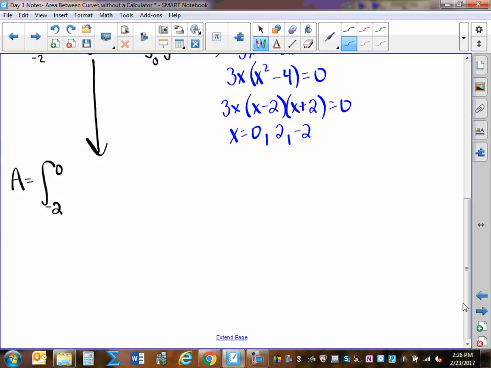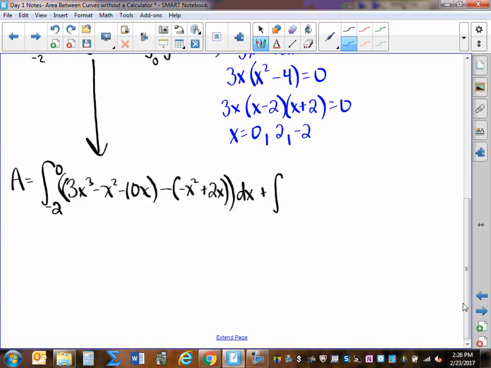And my f of x function was 3x cubed minus x squared minus 10x. So this was my f of x function, minus my g of x function, negative x squared plus 2x. The whole thing dx. So that's just that first region.